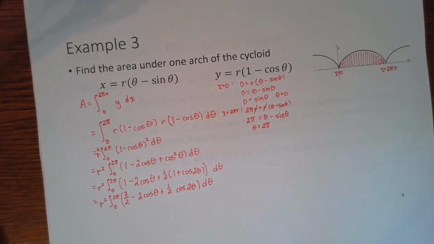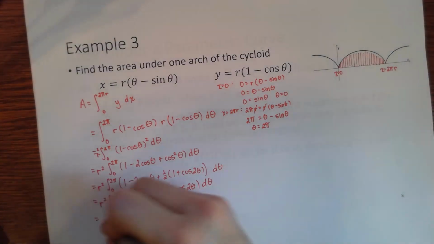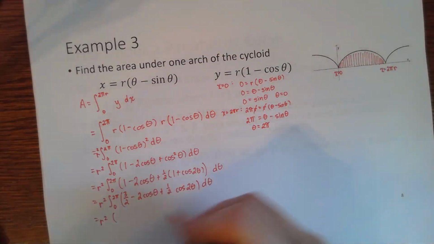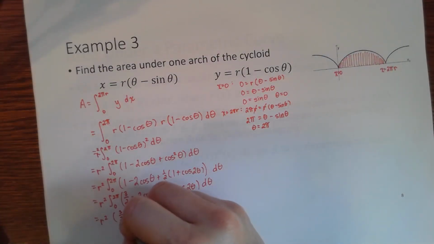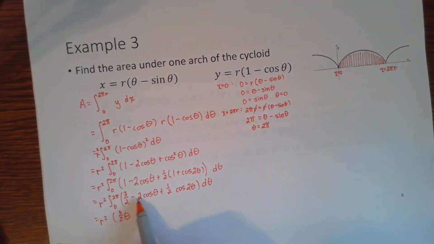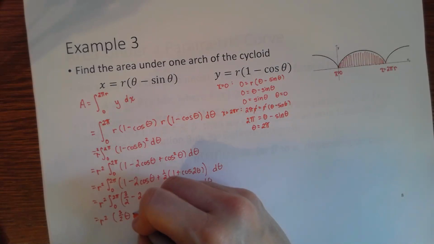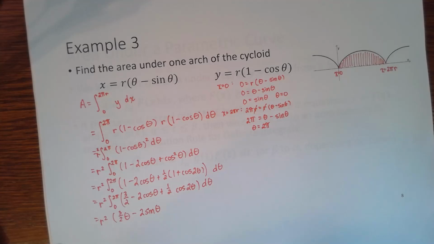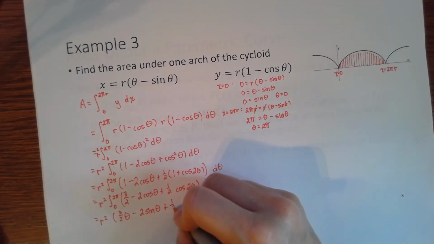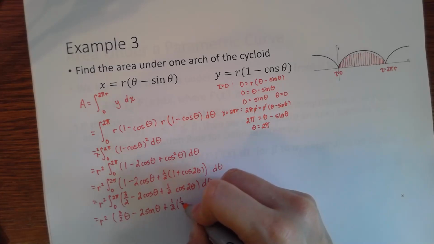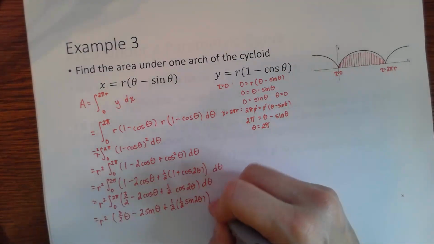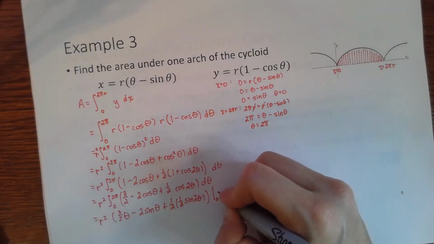Alright, so that should be simplified enough now that we're able to do the integral. And so when we do that, we still have our r squared out here. Okay, so when we integrate 3/2 with respect to theta, we'll have 3/2 theta. When we integrate the negative 2 cosine theta, we'll get negative 2 sine theta. And then we'll have plus 1/2, and then when we integrate this, we'll get 1/2 of sine 2 theta. And that all needs to be evaluated from 0 to 2 pi.